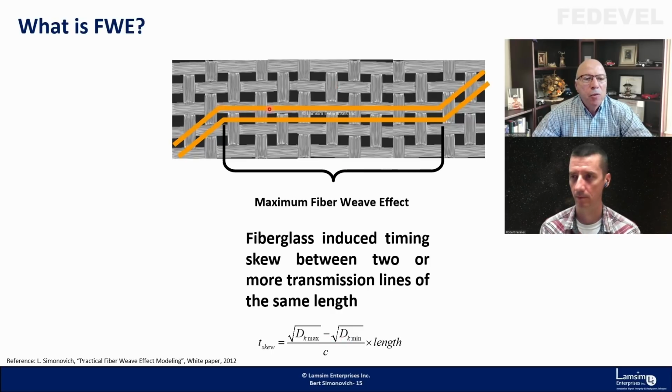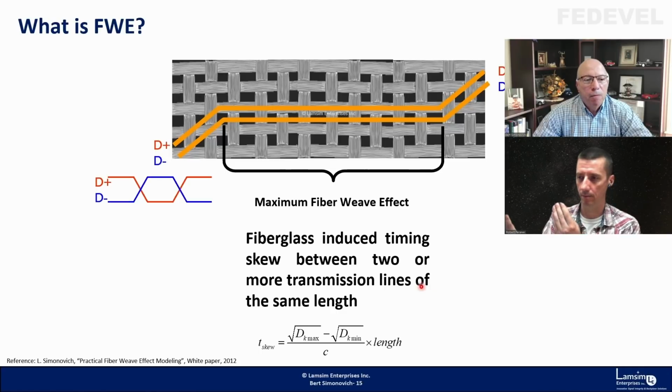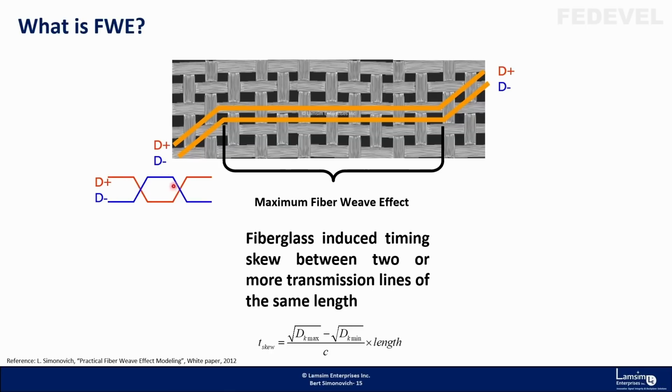And that's calculated here, Dk max and Dk min. Dk max will be over the glass, and Dk min is mostly over resin. You can calculate the skew, how much timing skew you'll end up with, quite simply, if you know the two Dks. That's kind of hard to know, but you'll end up with skew. So fiber weave effect has to do with skew. It means the edges will not travel together, but there will be some shift. Right. And that's what I'm going to show here.